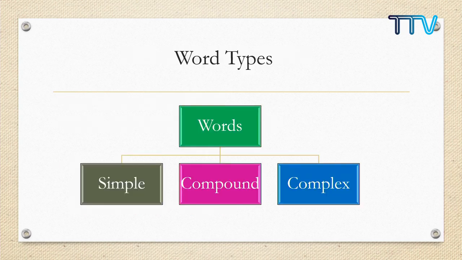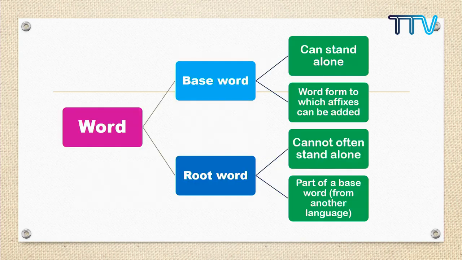Then words can be simple, compound, complex. Like sentences, simple sentence, compound sentence, complex sentence, you have words as simple, compound, complex. I remember discussing words as base and root when we were discussing affixes. We often hear root word, base word, and I told you how to identify a root word from a base word. A base word can stand alone, whereas a root word cannot stand alone.